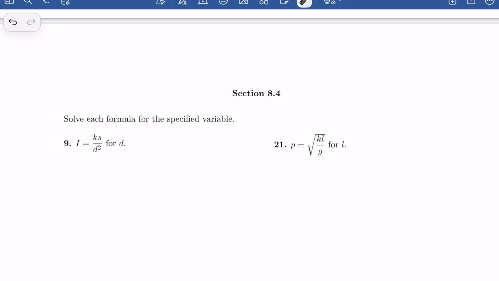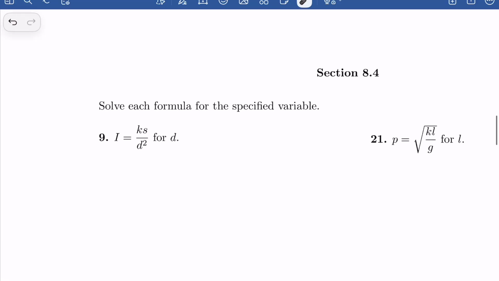All right, so this brings us to section 8.4, where we're primarily going to be looking at applications of quadratic equations. But before we do that, let's solve each of these equations here for the specified variable. So for this first one, we want to solve this guy for d. Now, looking at this equation here, I notice that d is being squared. So this automatically tells me that if I want to completely isolate d, I'm probably going to end up taking the square root.